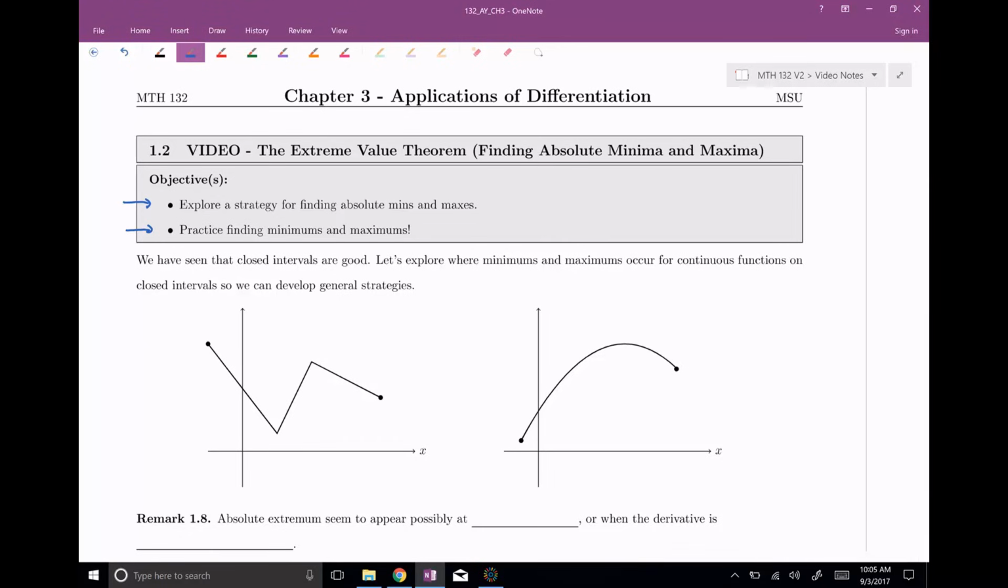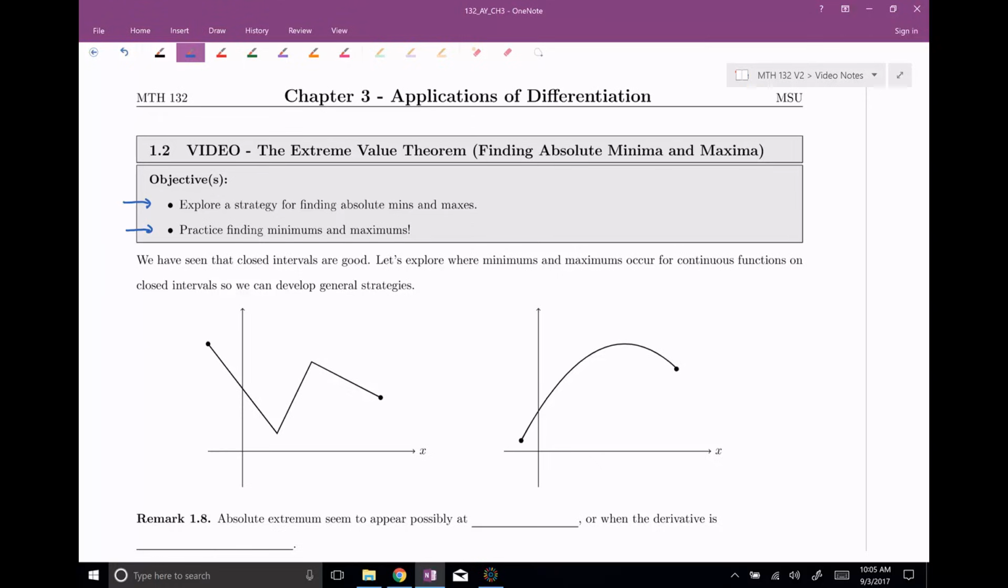Okay, in our last video, right, we saw that closed intervals are good. We want closed intervals, we want continuous functions, and then the extreme value theorem says everything's going to be okay, right? You're going to get a minimum and a maximum, an absolute minimum and maximum. So let's try to figure out, maybe based on a few graphs here, right, where do these minimums and maximums actually occur for these continuous functions on these closed intervals?